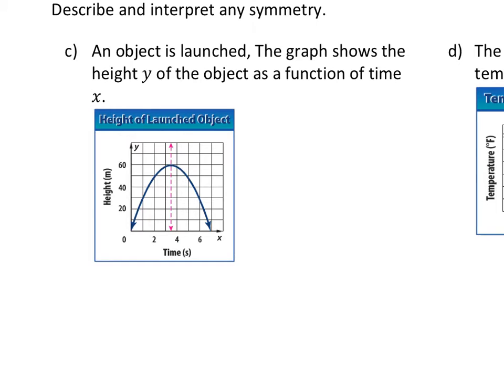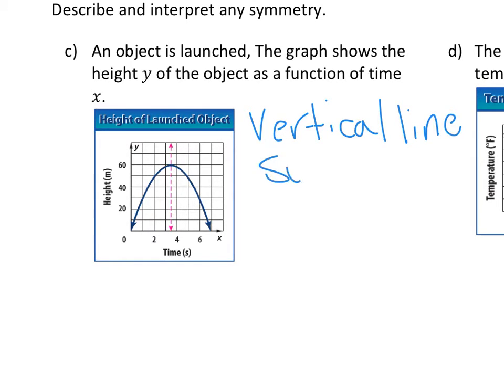So we want to imagine taking this graph and folding it in half. And we would want it to be the same on both sides. So if you take a look at our little pink vertical line there, if I fold the graph along that line and crease it, it would match perfectly to the other side. So we would say that yes, this has line symmetry, and in fact, it's a vertical line symmetry. So let's jot that down. We have vertical line symmetry.